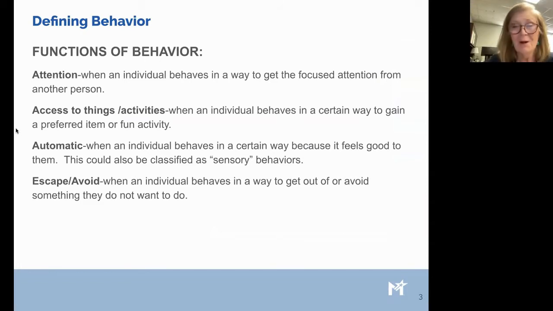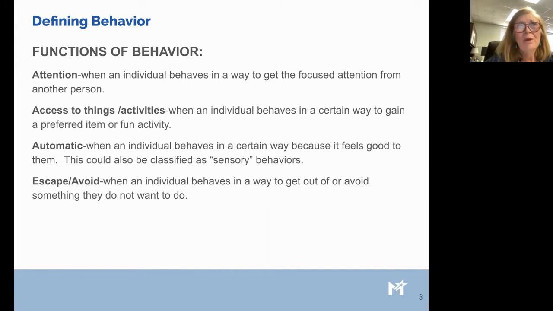So I'm going to start, and we're going to be talking about functions of behavior. I think one of the most important things to remember is that all behavior is communication. And what do we mean by behavior? Well, behavior is an action that we observe, we can measure. It's that form of communication to gain something or avoid something we don't want to do. It's what we hear, see, speak, write, and it's learned. We gain that knowledge through experience. So if something works for us, we use it over and over again.